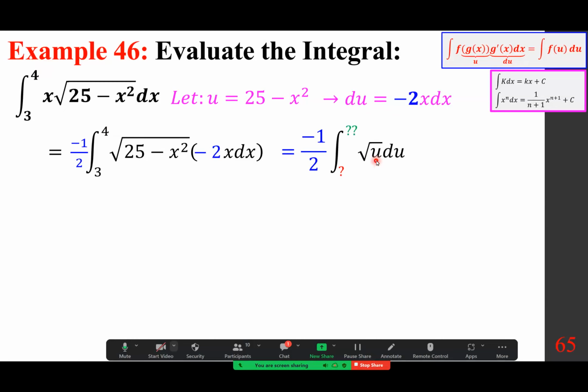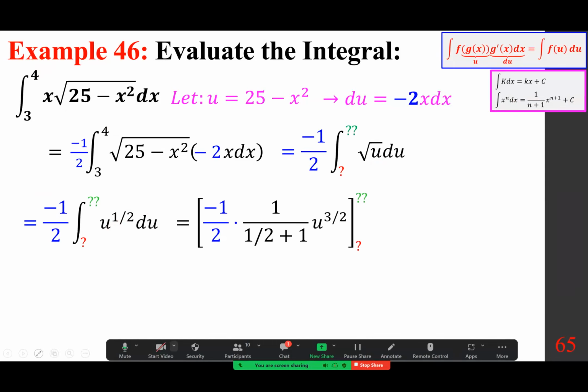So first and foremost, square root of u is u to the power of 1/2. And that uses the power rule. So this remains. This one is 1 over 1/2 plus 1 times u to the power of 1/2 plus 1. 1/2 plus 1 is obviously 3/2. And so we have 1 over that, which is 2/3. And you multiply that by negative 1/2, you get negative 1/3.